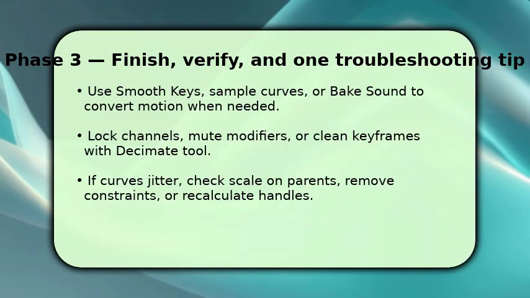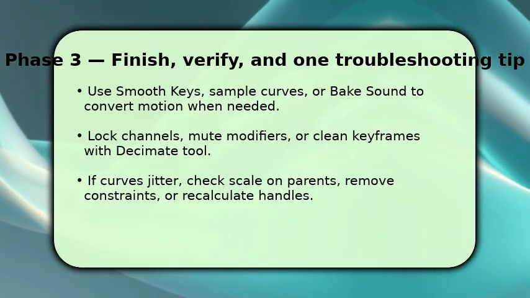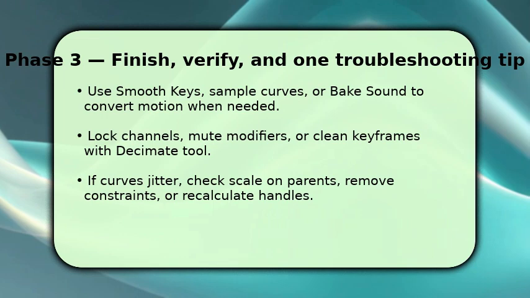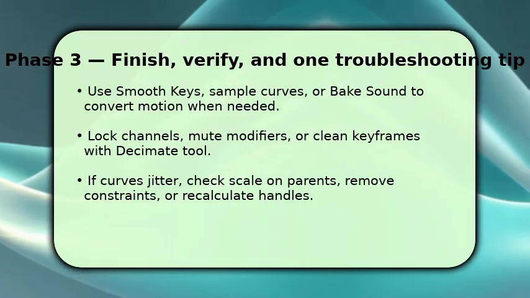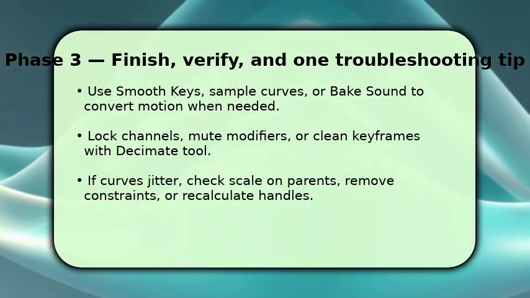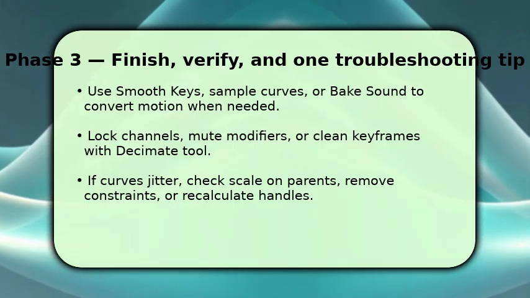If something goes wrong, flicker, jitter, or unexpected offsets, make sure object scale is uniform, disable conflicting constraints, and recalculate handles. Those steps resolve most issues quickly, and then you can rebake or clean up keys for a final pass.